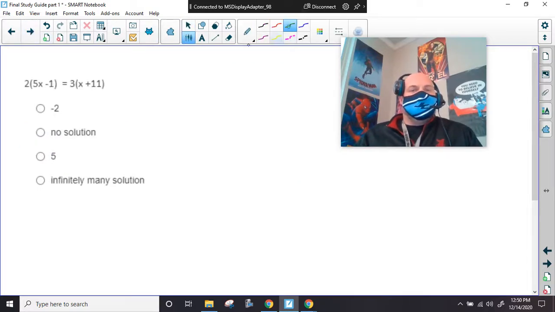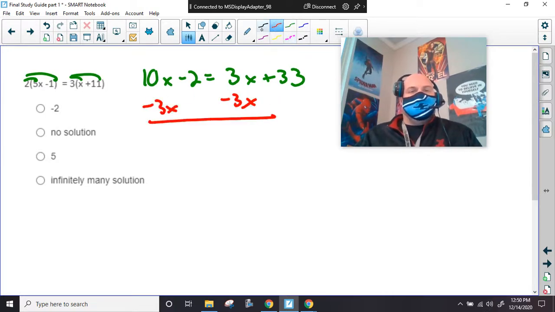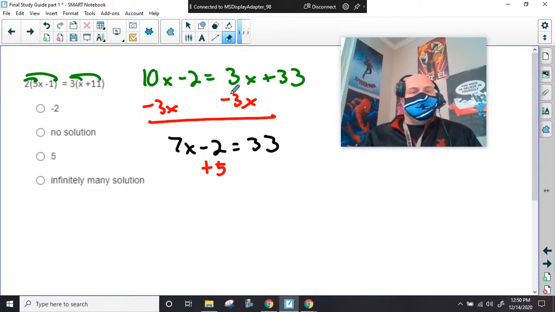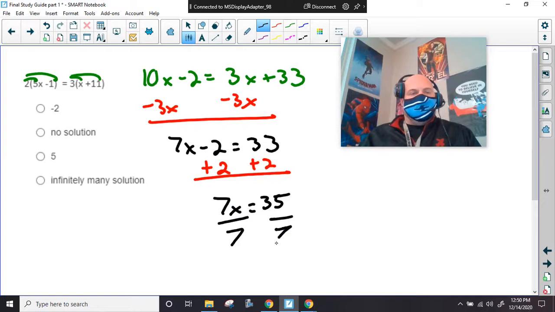Okie dokie. So we're going to distribute both sides. X, 3. Oh, I'll add 5. We divide by 7, we get 5.